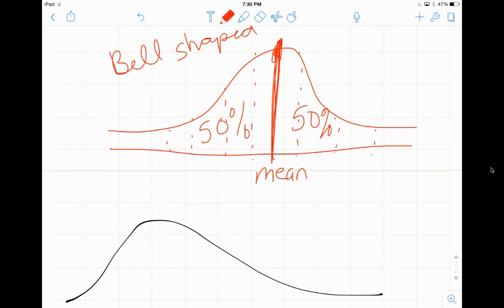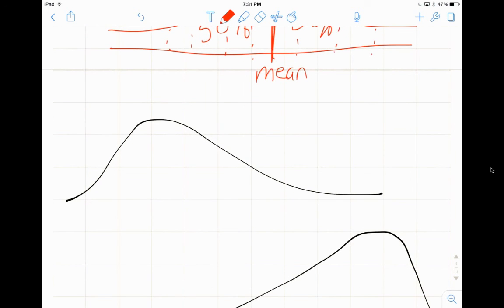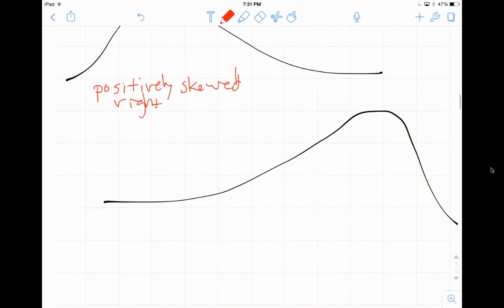If it looks like this and most of the data is down here, this is either called positively skewed or right skewed, if you would. I would need to move it to the right. And if it's all the way over there, we would either need to subtract something to make it look more normal, or we would call that left skewed.